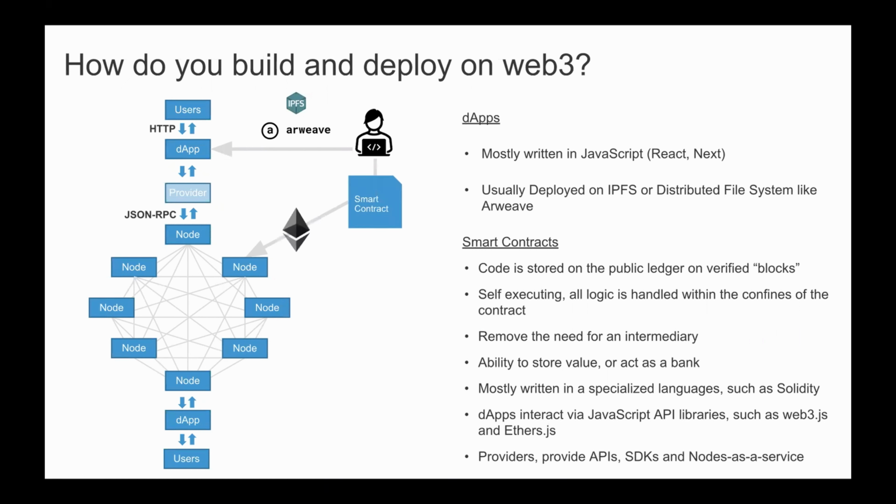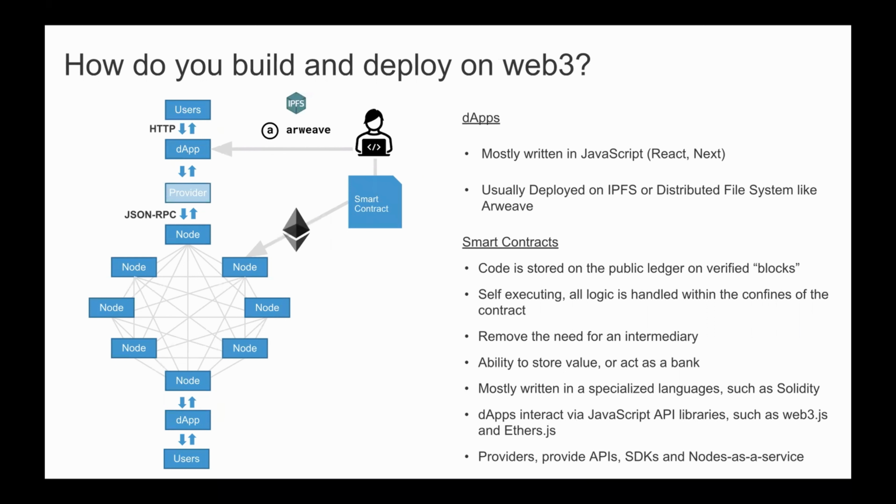And then smart contracts, which are the backbone and the core to the application logic, are stored in smart contracts and pushed to the Ethereum blockchain. In this case, we're going to be talking about Ethereum. And the code is stored there and verified on the public ledger on what are called blocks, right? All of the confines of the contract are self-executing.